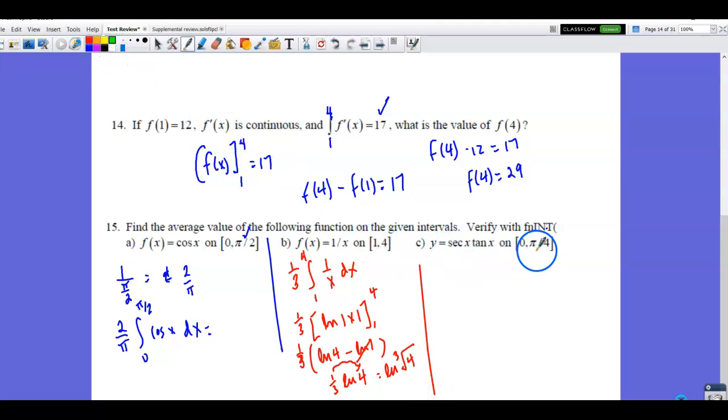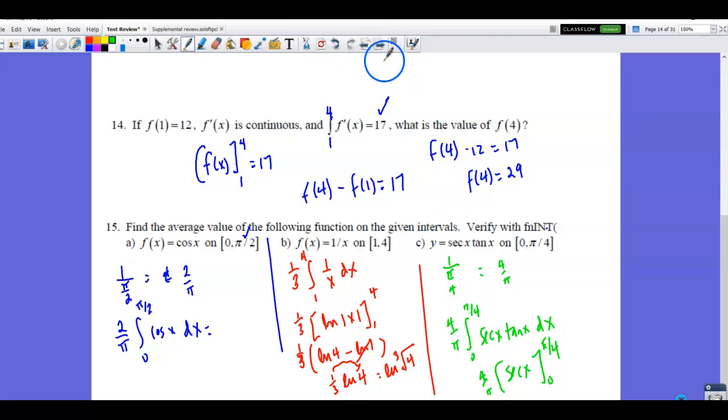And then for the last one, 1 over pi over 4 minus a is the same thing as 4 over pi. So we have 4 over pi from 0 to pi over 4 secant x tangent x. The antiderivative of secant x tangent x is secant x, 4 over pi, evaluated from 0 to pi over 4. And then you can do that and check your answer in your packet.